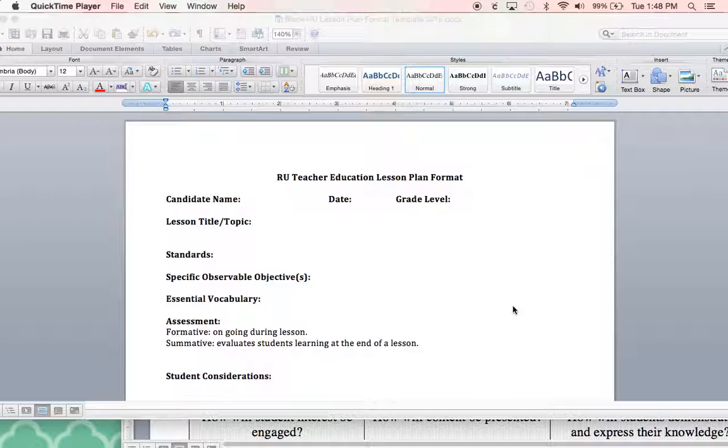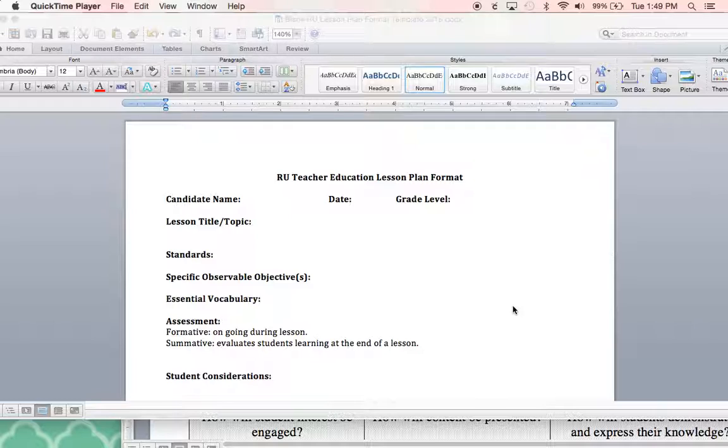Some examples of formative assessment that I've used during my lessons are anecdotal notes on specific students and checklists. Summative assessment evaluates the student learning at the end of a lesson, so you see what your students learned after completing your lesson. Some examples of summative assessment are exit slips, quizzes, end of the semester tests, anything that they turn in like a booklet or a completed work.